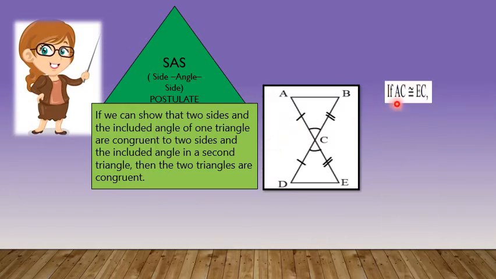If AC is congruent to EC, so this is AC and congruent to EC. Therefore, angle C is congruent to angle C. Why are the two angles congruent? Because there's an intersection here, right? So this is the intersecting point. So therefore, there are two vertical angles.